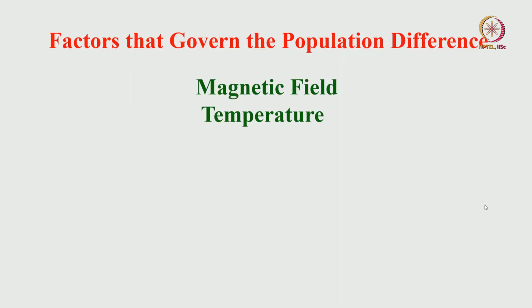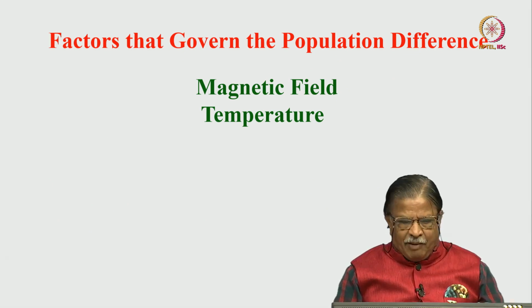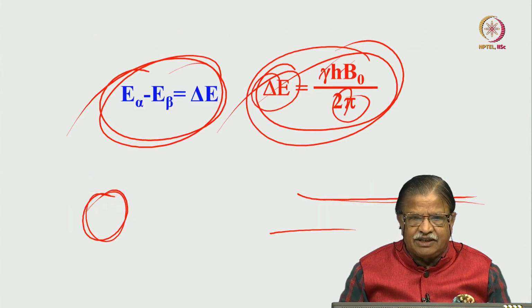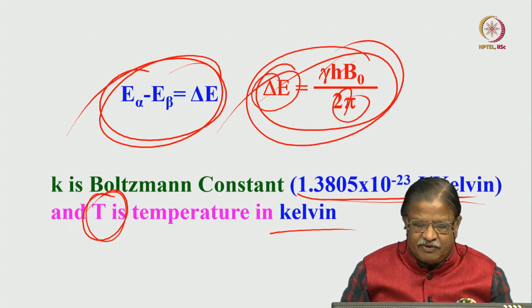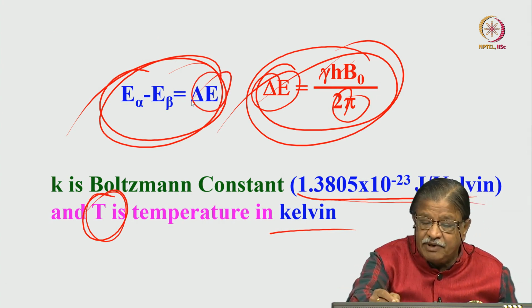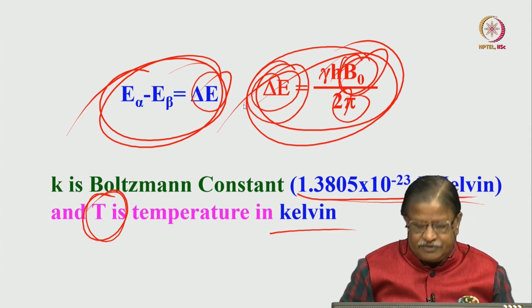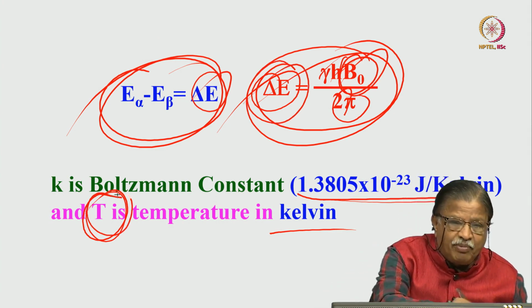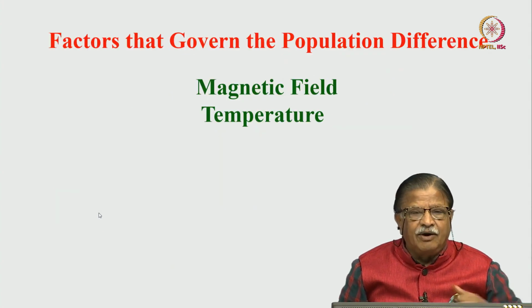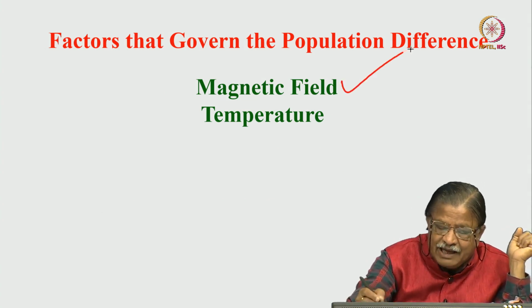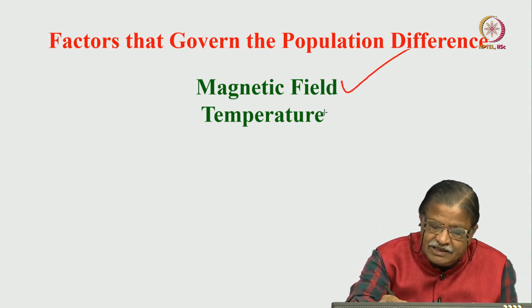Now we will use these parameters and calculate what happens to the sensitivity. For the population governed by the Boltzmann distribution, according to this equation, there are two parameters responsible. One is energy, which depends upon the magnetic field. As the magnetic field increases linearly, the delta E separation increases, and temperature is also very important. So there are two major factors that govern the population difference: one is the magnetic field and the other is the temperature.